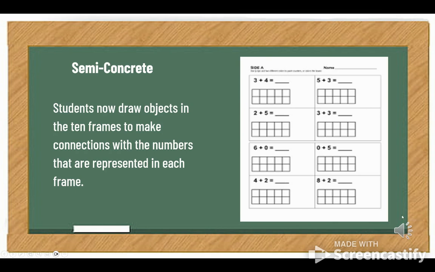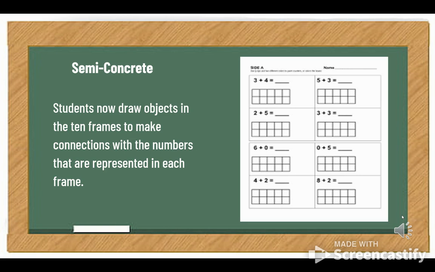So when we move into semi-concrete strategies, it's the transition from a concrete, physical object that they are able to use as markers in these 10 frames. Instead of having these physical objects, they are now able to draw out their manipulatives.